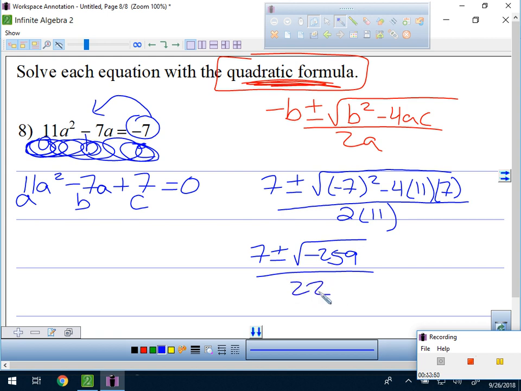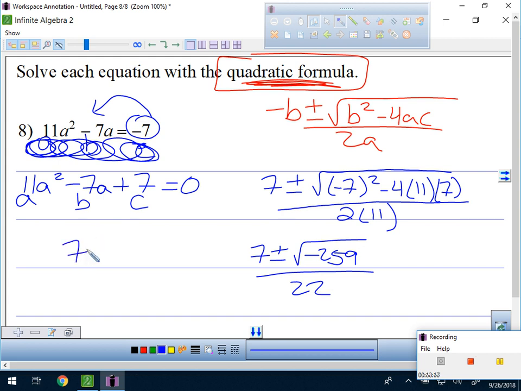And I'm going to pause for 1 second, because remember, guys, if this were your regular old test, if you left it like that, I would take off 1 point. Why? Because of the i. Now, here's the great thing, guys. The test tomorrow is multiple choice. So if you can go ahead and just pick out the answer, you're good to go.